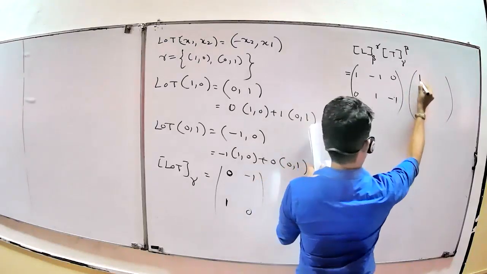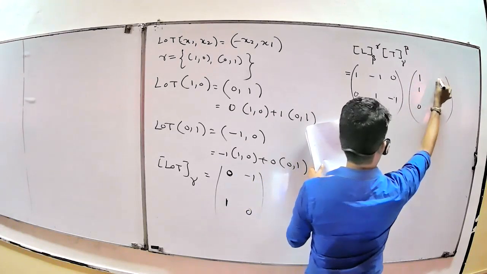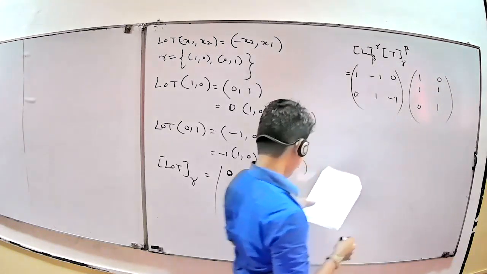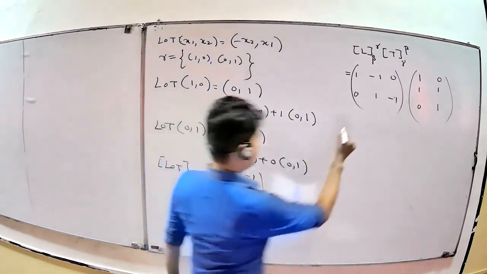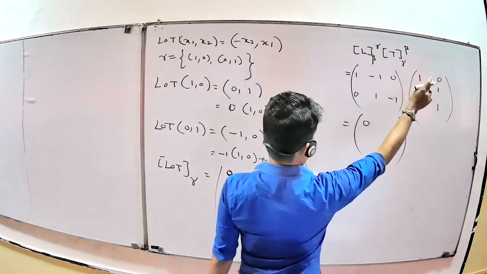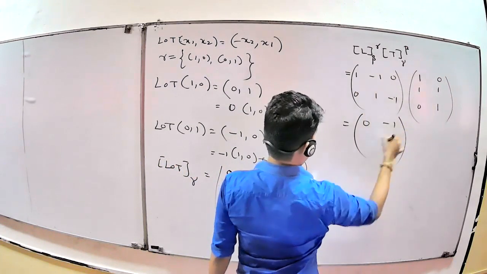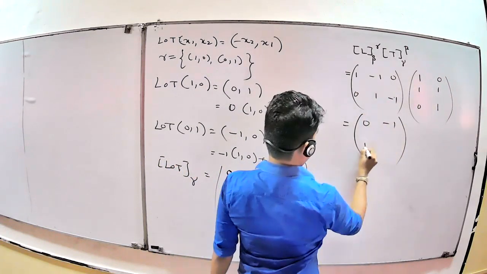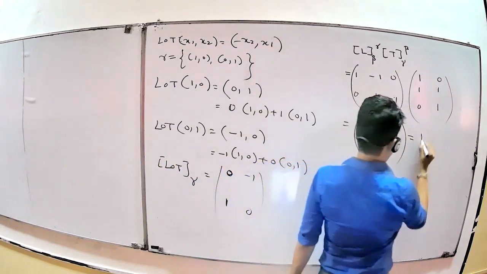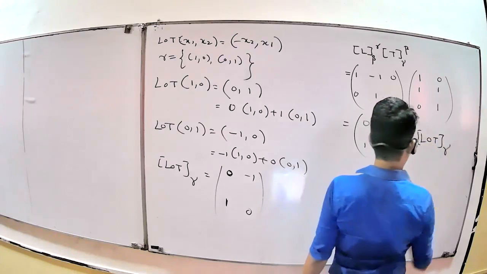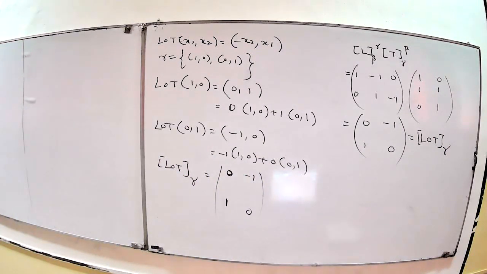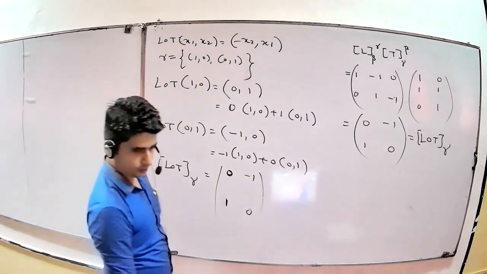You already proved these parts: 1, 1, 0 and 0, 1, 1. Now you multiply these, and you get 0, 1, minus 1, 0. This equals L composition T of gamma. Okay, L composition T of gamma.